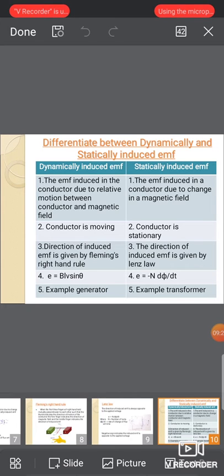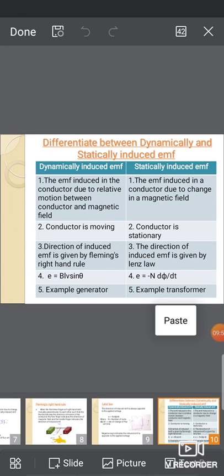Third, the direction of induced EMF is given by Fleming's right hand rule in dynamically induced EMF, whereas in statically induced EMF, the direction of induced EMF is given by Lenz's law. In dynamically induced EMF, E equal to BLV sin theta, whereas in statically induced EMF, E is equal to minus n d phi by dt. An example of dynamically induced EMF is a generator, whereas an example of statically induced EMF is a transformer.